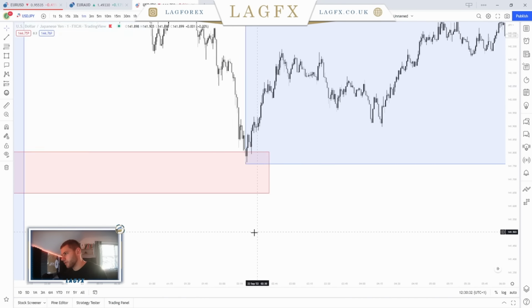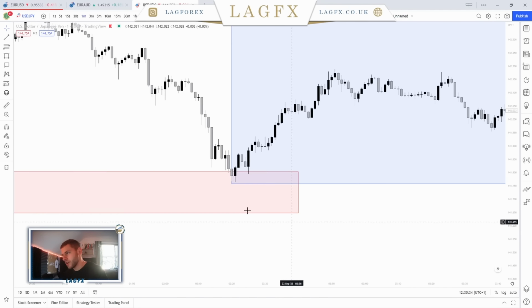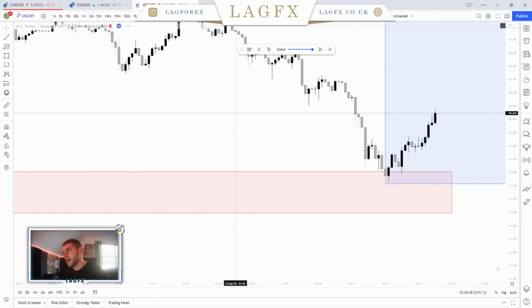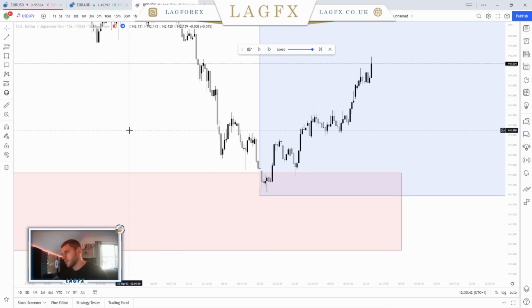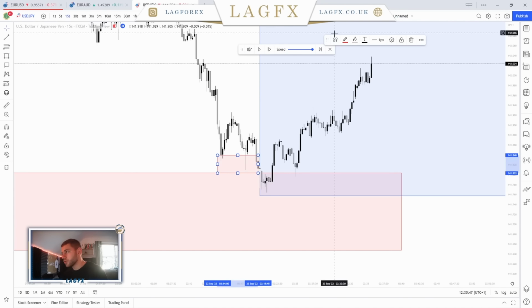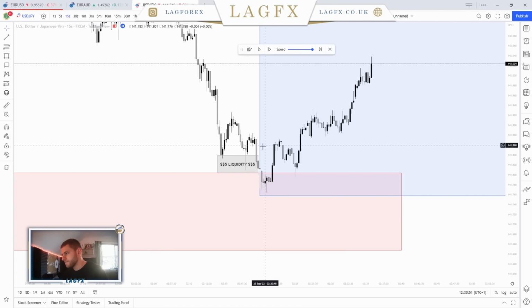If we go down to the lower time frames on this, we can see what has been delivered. Let's just replay that. So we can go down to a 15-second. And what has been delivered, exactly what we need. We've had liquidity built up just above the demand zone. Okay, so we've had liquidity. We've had a high volume push through to clear that liquidity. And then we have that break of structure or change of character delivered.